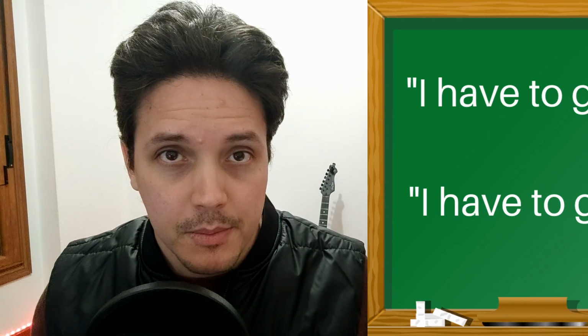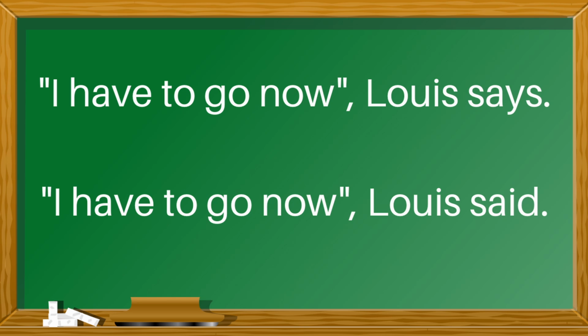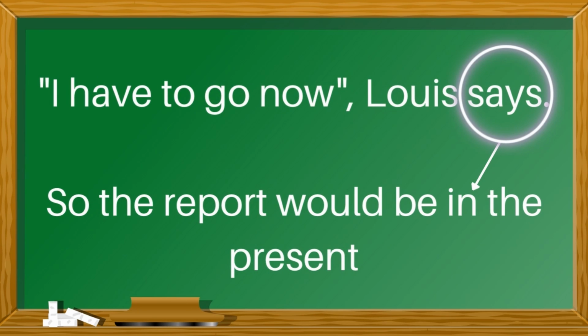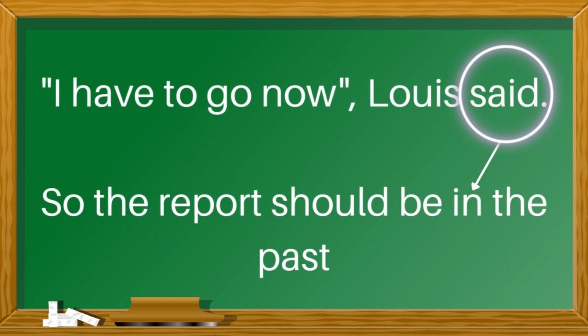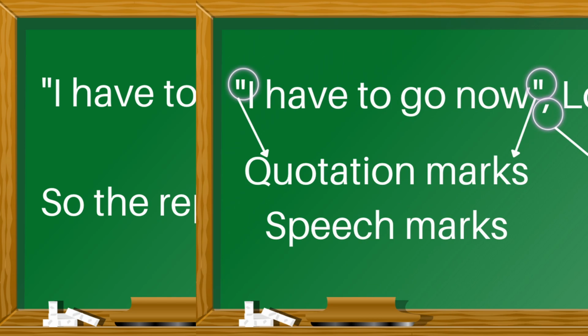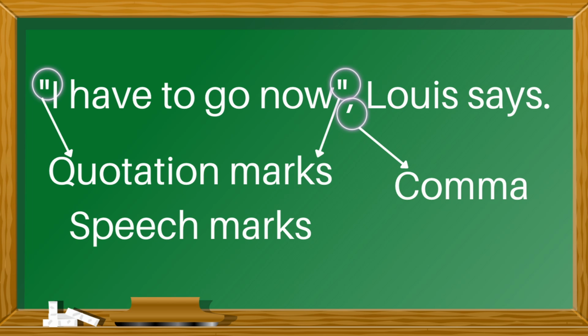Usually the way they do it is they say quote, they repeat the words, and then they say end quote. In writing, this looks like the following example. "I have to go now," Luis says. "I have to go now," Luis said. There are some things that are usually overlooked, but that need attention because they are really important. In the first sentence, the verb is says, so the report is in the present, whereas in the second sentence, the verb is said, so the report should be in the past. Also, notice the quotation marks or the speech marks, and also notice the comma.